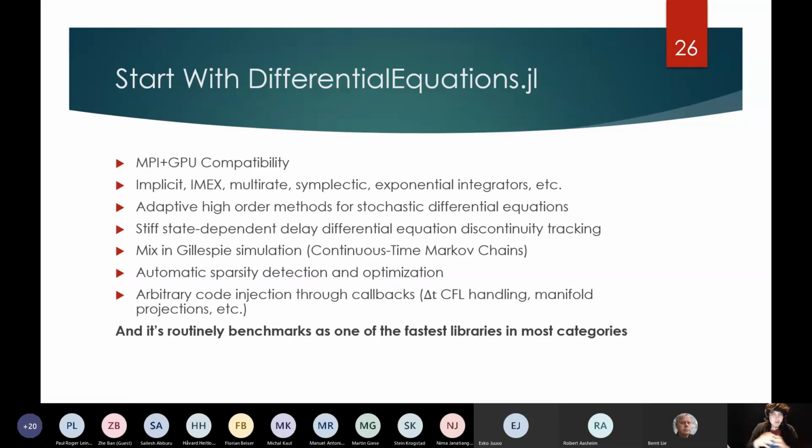So how do we get to this whole ecosystem, and where does it all come into play? Well, the core of this ecosystem is DifferentialEquations.jl. So what is that library? It is MPI and GPU compatible, right?